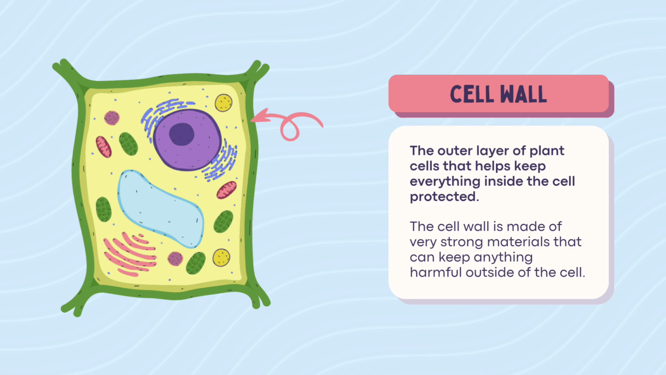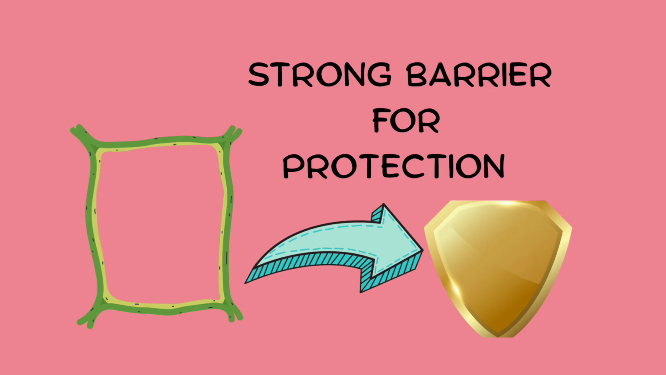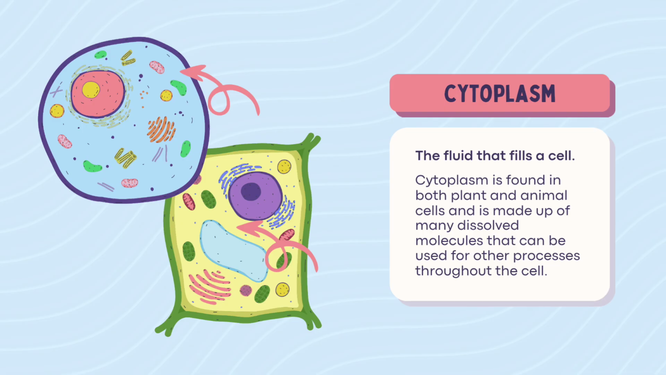Now, let's look at the cell wall, found only in plant cells. Cell wall, the outer layer of the plant cell that helps keep everything inside the cell protected. It is very strong and made up of materials like cellulose. Think of it as a protective fence around the cell, keeping it safe from damage and harmful substances.